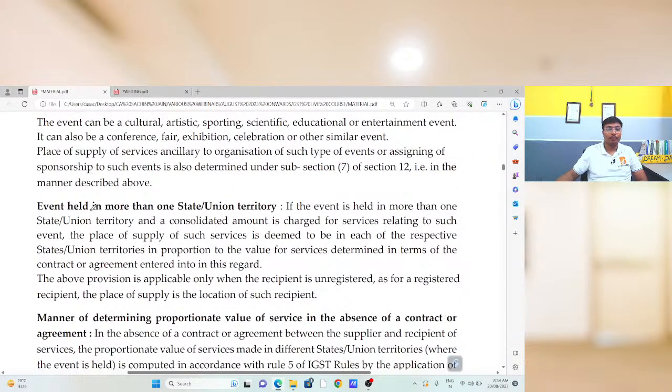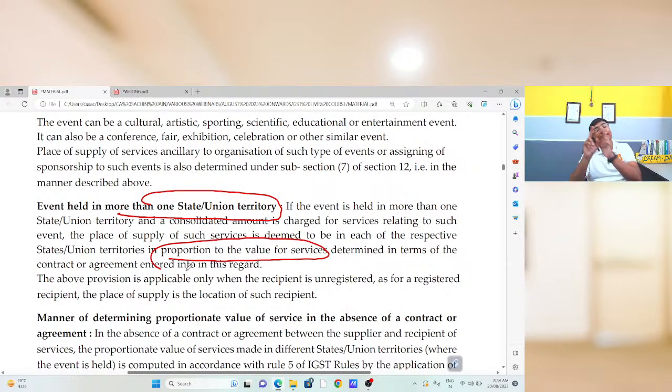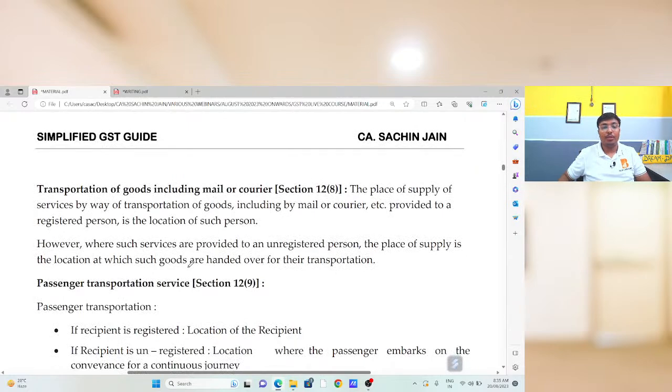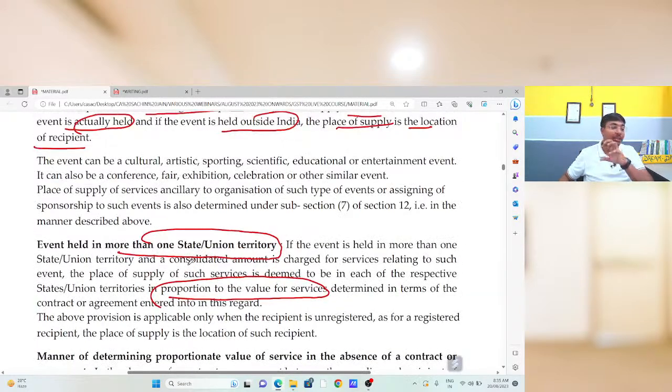Now, if the event is held in more than one state and union territory, in that case, the same will be determined in the proportion of the value of service. Okay, and how are we going to decide the value of service? For that purpose, we need to refer to Section 15 of the CGST Act, that is valuation, and we are also going to discuss certain valuation rules, Rule 27 to Rule 32. So that is the specific situation in case of the event actually held and related transactions.